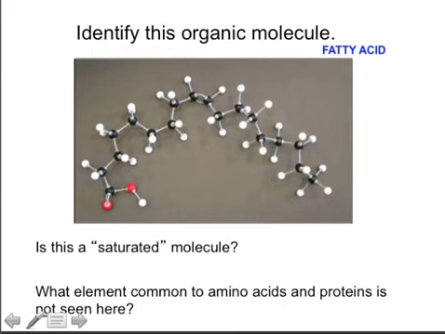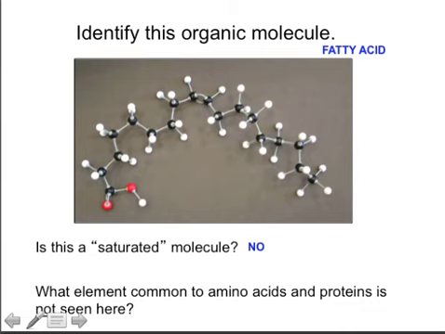Okay, is this a saturated molecule? The answer is no, and the reason for that is that there's a double bond in this fatty acid chain. When we say saturated or unsaturated, referring to fatty acids, we mean is every carbon in the fatty acid chain bound to as many hydrogens as it possibly can? And the answer for this fatty acid chain is no.